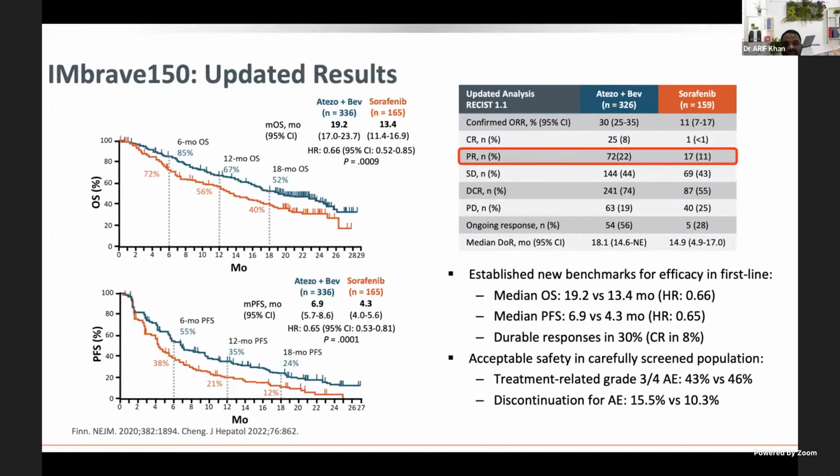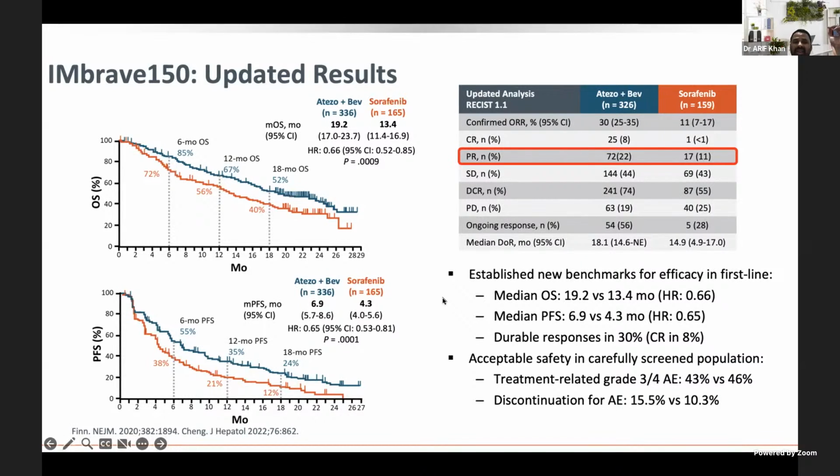So these are the updated results, 19.2 versus 13.4 months. Huge improvement in the overall survival, significant hazard ratio of 0.6, significant p-value. The delta is maintained throughout the follow-up here. So at various endpoints, we see a good delta between the two arms. And PFS was also significantly improved, hazard ratio 0.6.